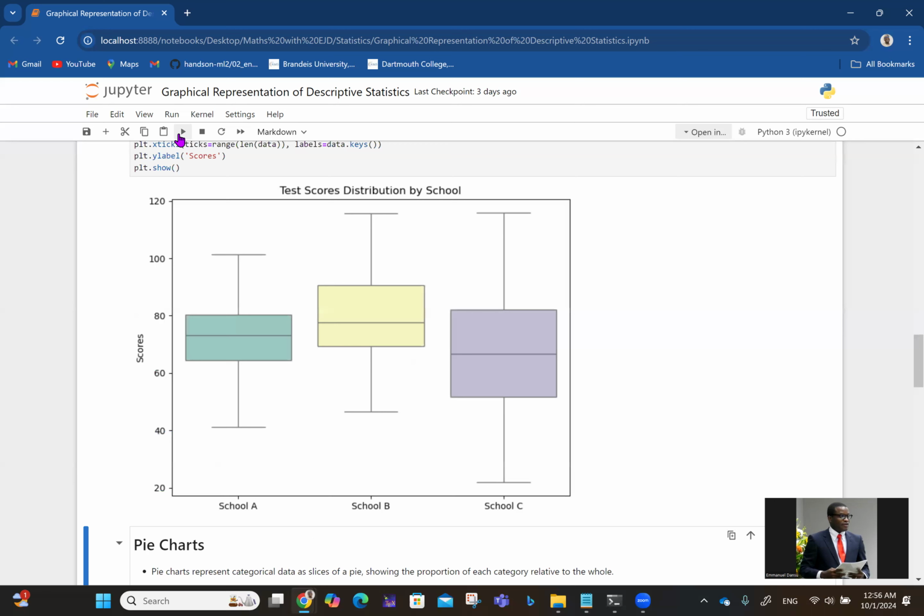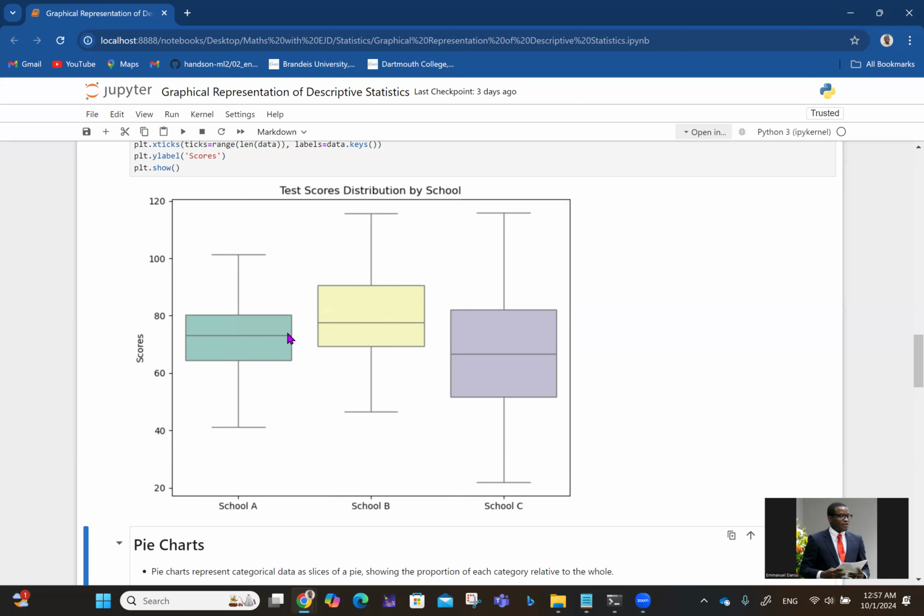But the average median score is the highest. The highest median score actually is for school B. So you can see the median score is like this. And then the distribution for school B is also a bit higher. The interquartile range is a bit higher than for the others.